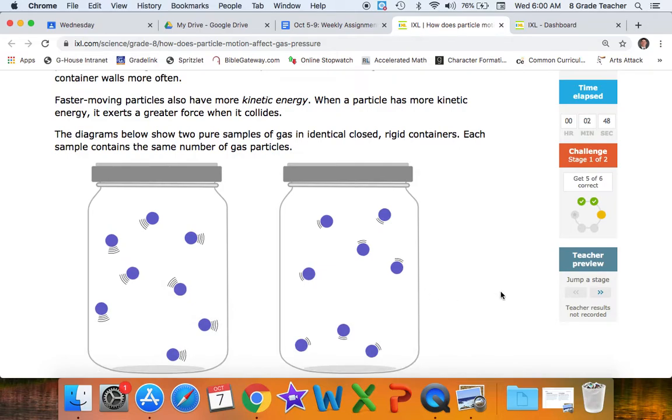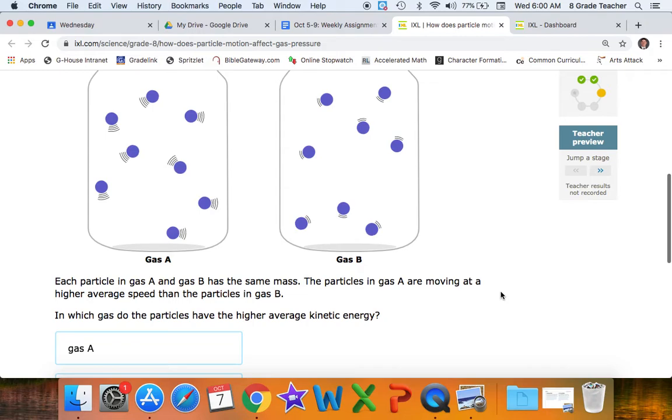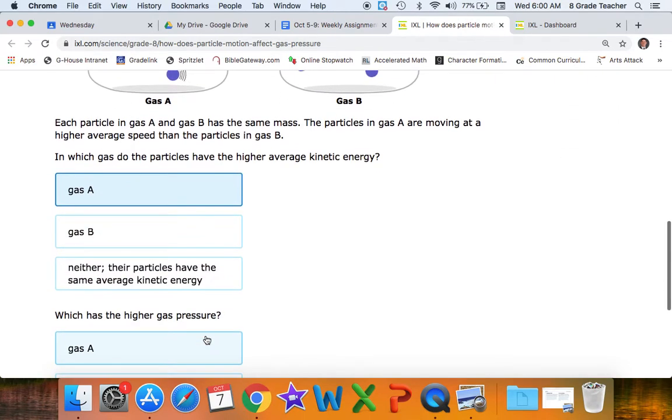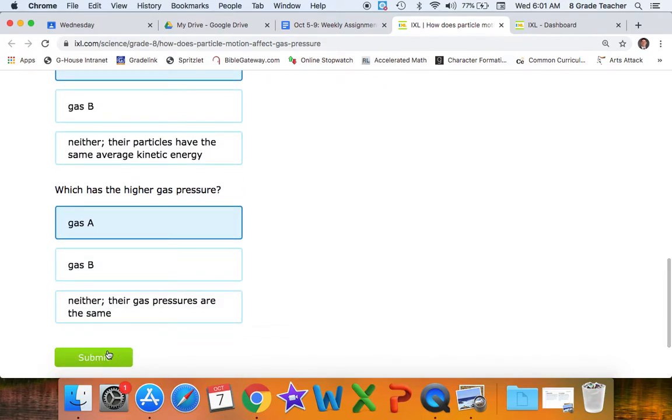The diagram below shows 2 pure samples of gas in identical closed rigid containers. Each sample contains the same number of gas particles. Each particle in gas A and gas B has the same mass. The particles in gas A are moving at a higher average speed than the particles in gas B. In which gas do the particles have a higher average kinetic energy? Well, if they're moving faster and they have the same mass, the higher average kinetic energy is going to be in gas A. Which has the higher gas pressure? Well, those particles are moving faster in gas A, so the pressure is going to be greater in gas A as well.